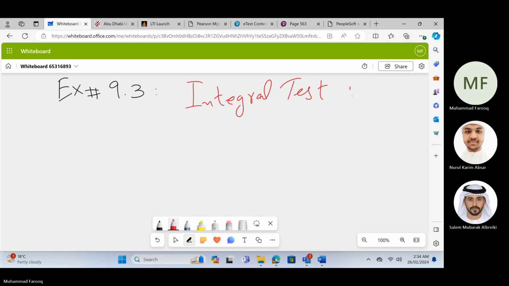Okay, what is the rule? If the integration answer is a number, the series converges. If the integration answer is infinity, then it diverges. So you need integration of the function. But actually here you have to check 3 conditions. If a function has these 3 conditions, you can apply this test. If any one condition fails, this test cannot be applied.